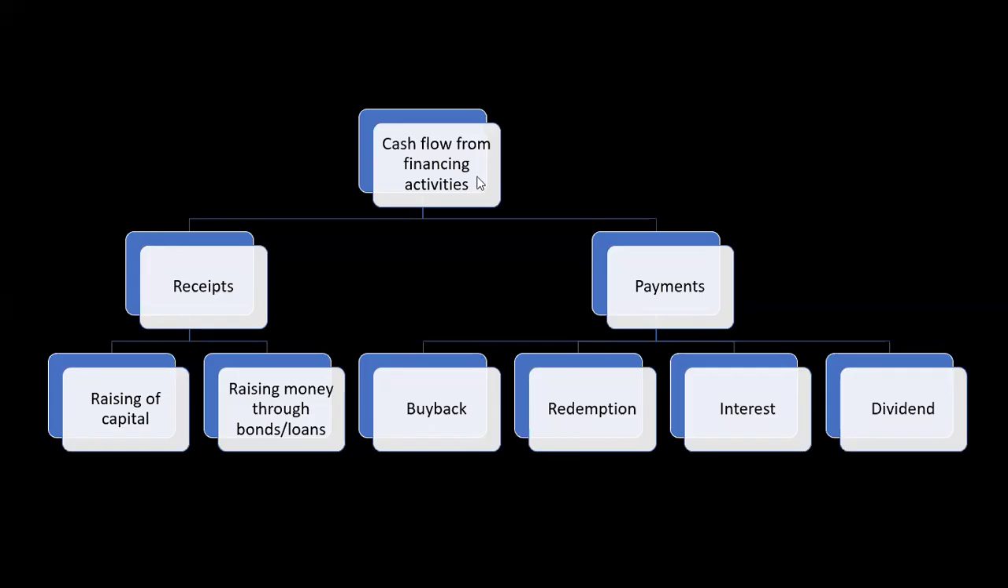So under this also we'll have receipts and payments. The receipts are, as itself is very clearly visible, that may be because a company has raised money through issue of capital at par or at a premium or at a discount, but it is a cash inflow. Or a company can raise money through debts, through borrowings, through bonds, through debentures.